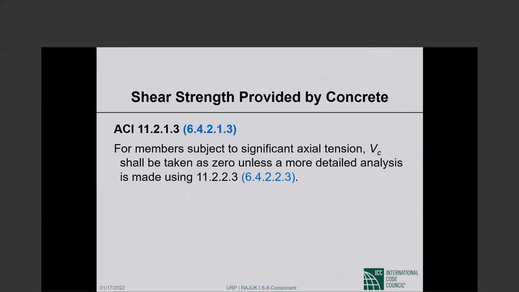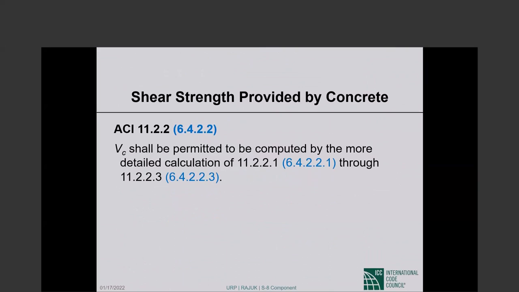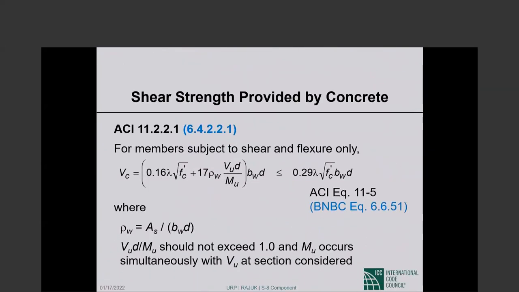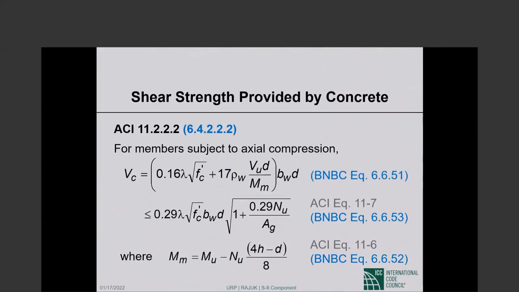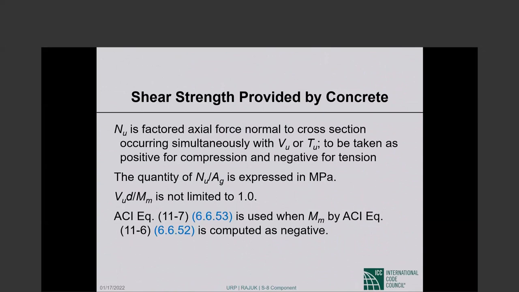Look at this. So in this simplified calculation or regular calculation, for members subject to significant axial tension, V_c shall be taken as 0 unless a more detailed analysis is made using section such and such. V_c, now comes the more complicated calculation. V_c shall be permitted to be calculated by the more detailed calculation, 22.5.6.1 through 22.5.6.3. This I'll skip. I'll let you read. I don't want to spend time on the detailed expressions. I think they are understandable if you read them.